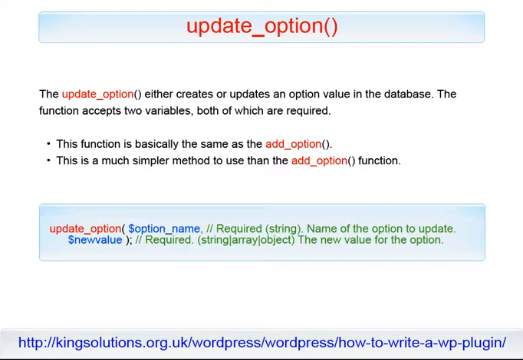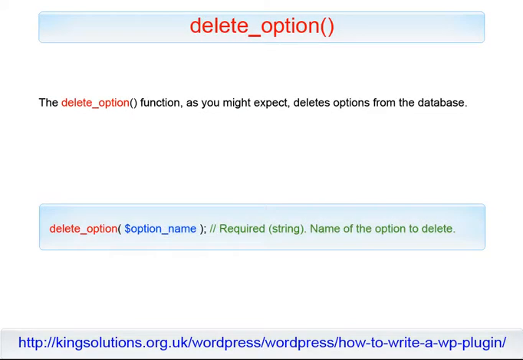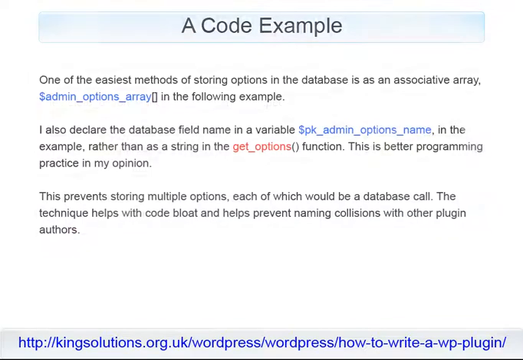This function is basically the same as the add option, with the proviso that this function is much simpler to use than the add option. The get option. The get option function allows you to retrieve a previously stored option from the database. It requires only one variable, which is the name of the option to retrieve. The delete option. The delete option function, as you might expect, deletes options from the database.